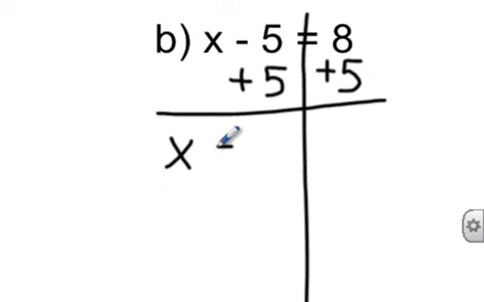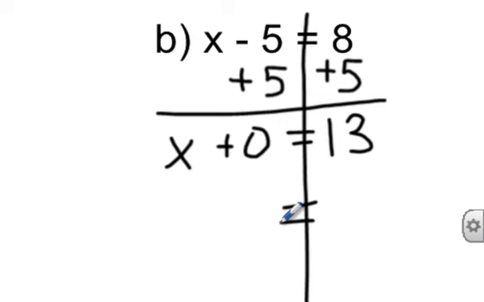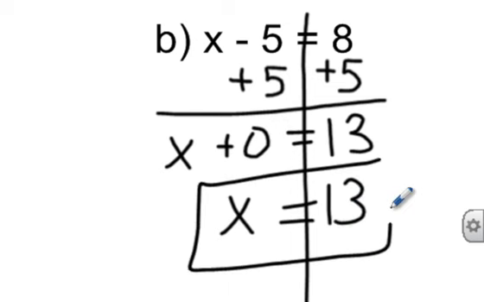X comes down, there's nothing there. Negative 5 and a positive 5 is 0. And 8 and 5 is, of course, 13. X plus 0 is 13, so I have x is 13. I should box it up or circle it to signify that I am done here.